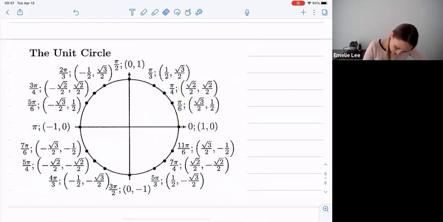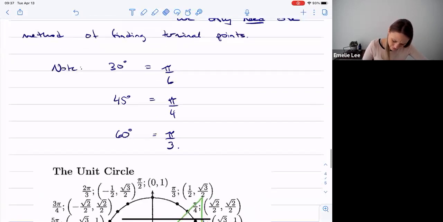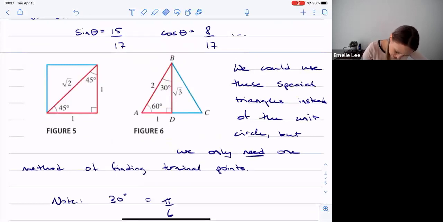And I'll remove this stuff, because now I want to trace this one here. I kind of mucked that up. There. So this is a length of 1, this has a length of root 3, and this has a length of 2. And this is 60 degrees. Okay.